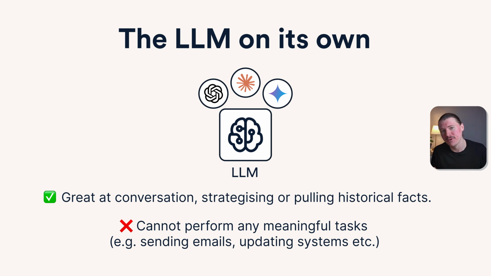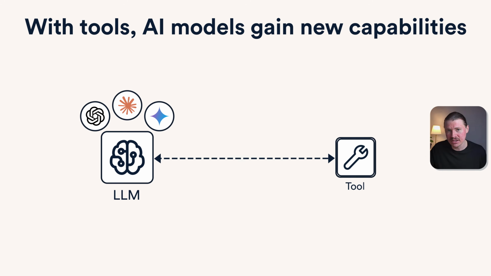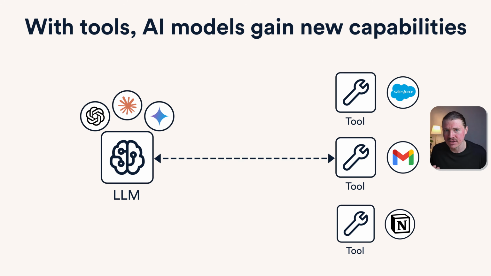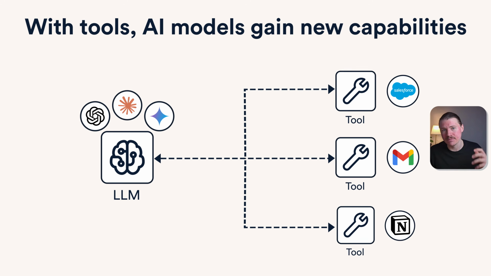It can write the email for you, but then you'll need to go and copy that email over to your Gmail app and then send the email. So we've realized here that by connecting LLMs directly to the tools we use each and every day, they can become a lot more powerful. Two things happen when we connect LLMs to tools.